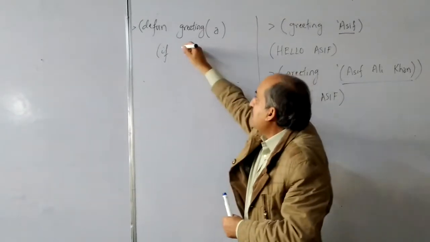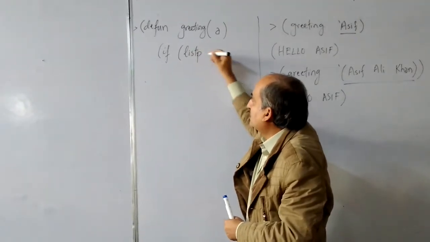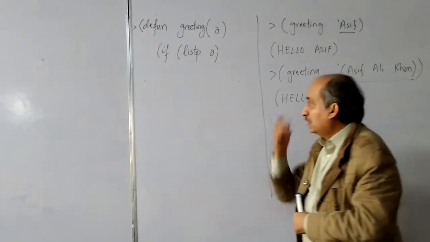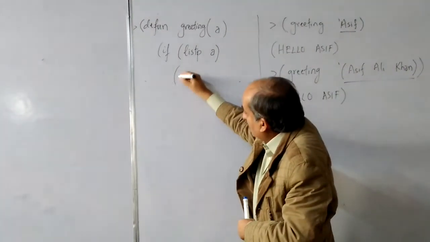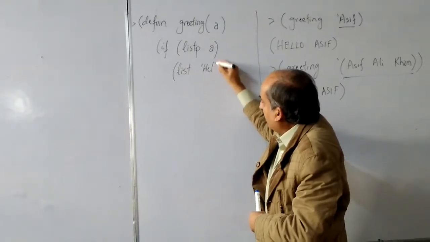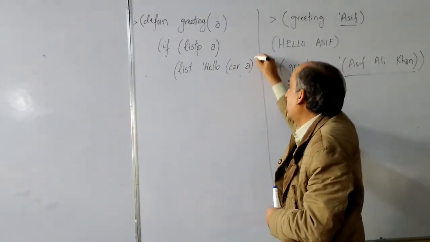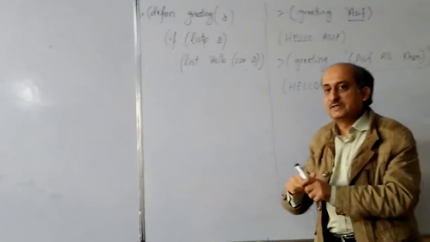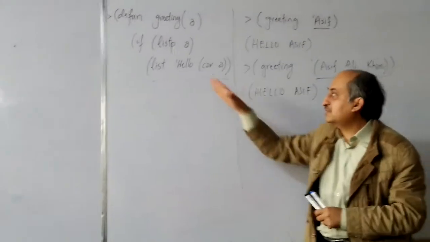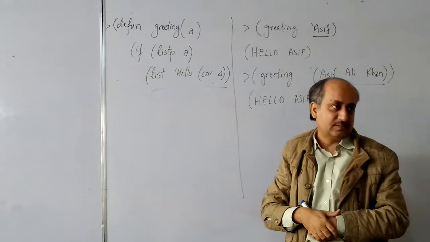If A is a list, how can we check the list situation? Using the LISP function. If A is a list, then we should construct a list of the symbol hello and first of A, or car of A. This is the then part. We should be constructing the list with the help of the list function, or we can use the cons function.